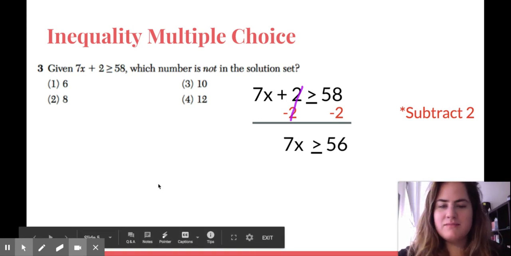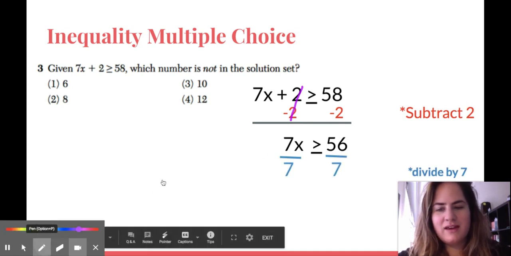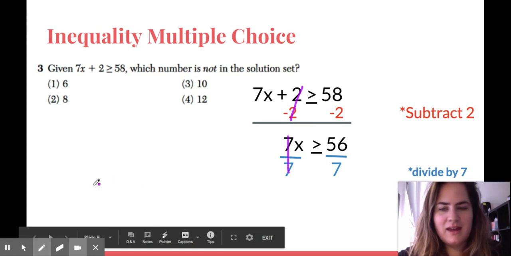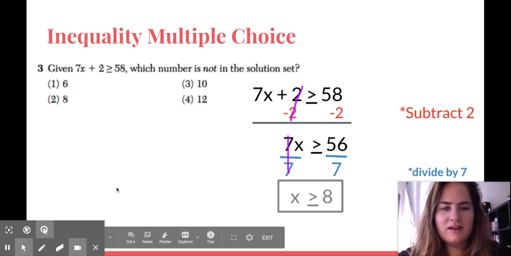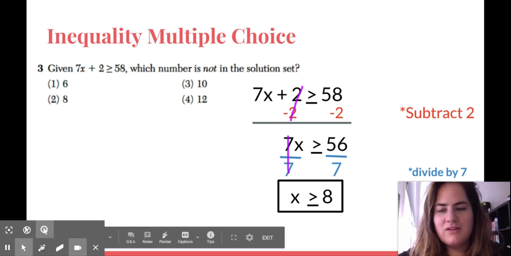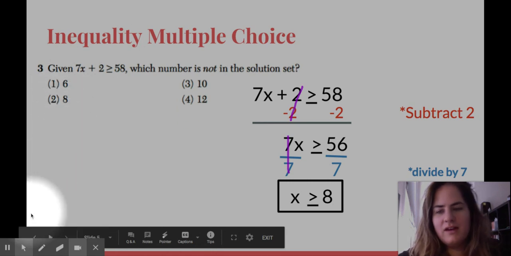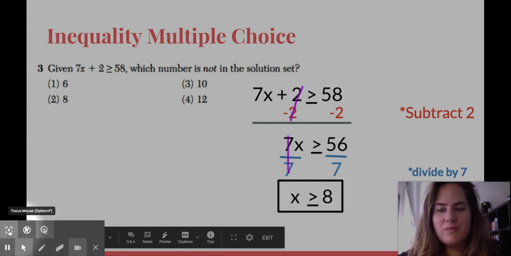I have x times 7. The opposite of multiplying by 7 is dividing by 7. So I'm going to cancel out my 7's, and I bring everything down. And my final answer would be x is greater than or equal to 8. Now you might be thinking, oh, fantastic, I see the number 8, let me circle it. However, this is an inequality, so it's a little bit more involved.